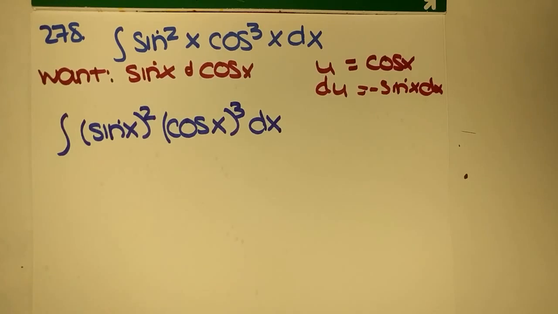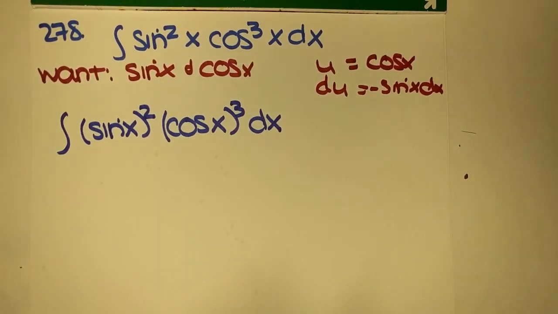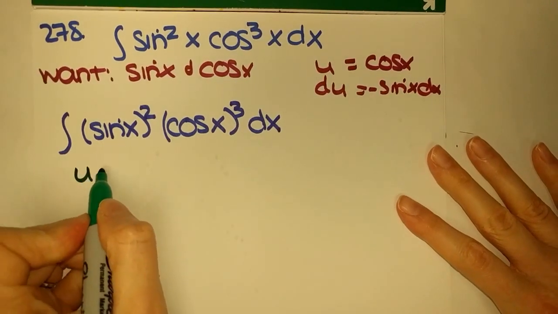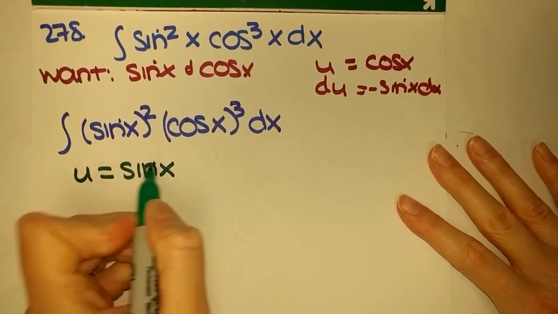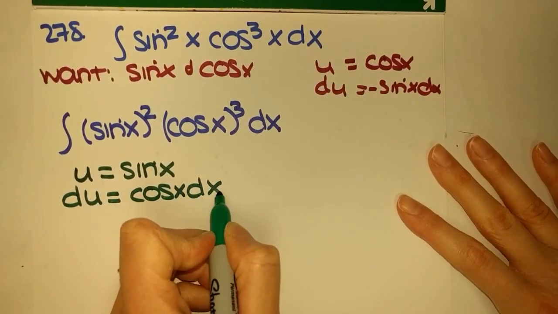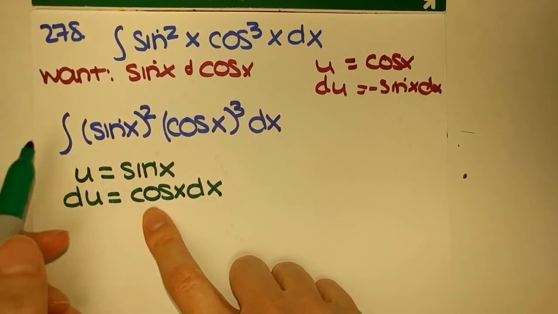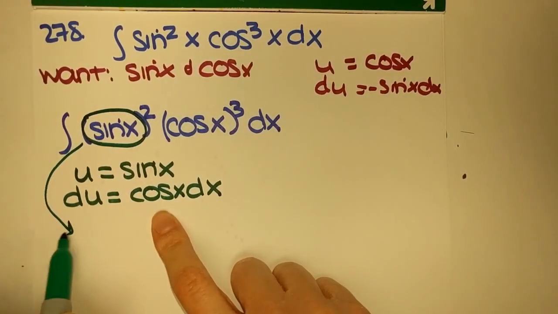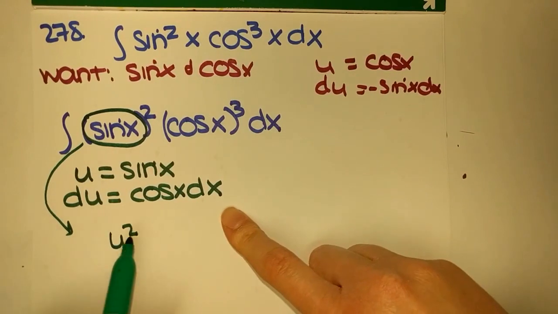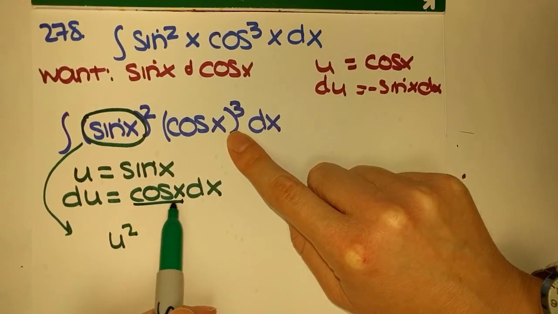Now, when I rewrite that power, do I choose u equal to sine or u equal to cosine? So just watch this for now. Let's play around with it and see what happens when we pick a certain u. Let's say I pick u equal to sine x. Then my du would be equal to cosine x dx. Now, the problem is that I could replace the sine as u squared, but then this cosine x cubed, how am I going to write that as my du?